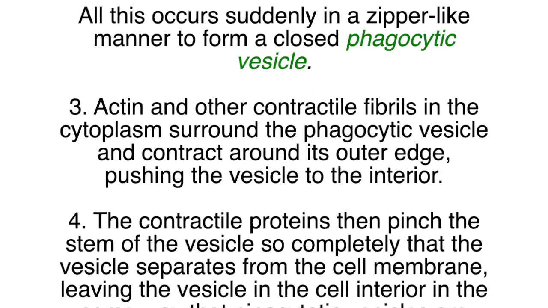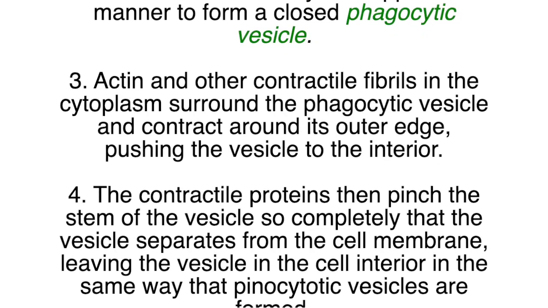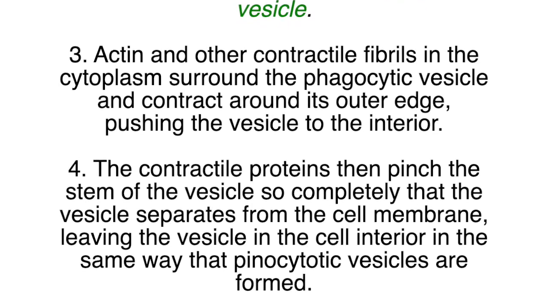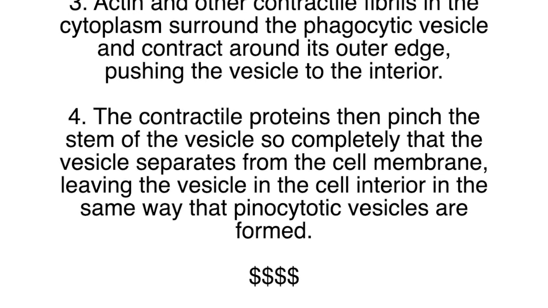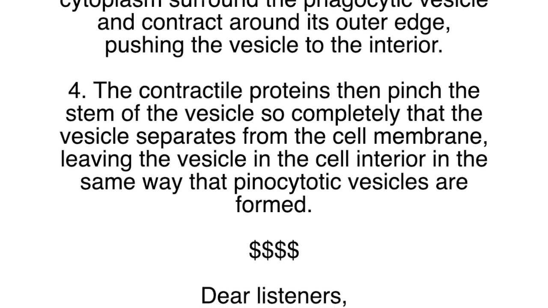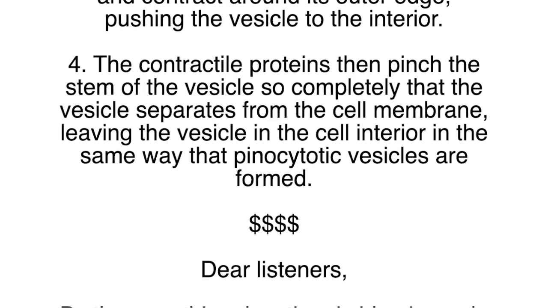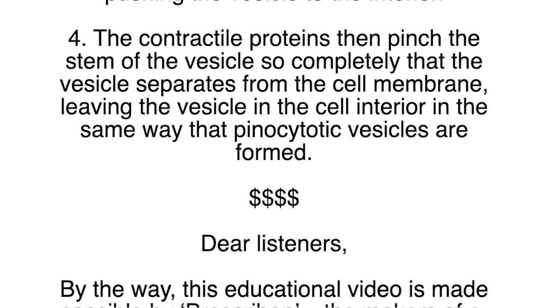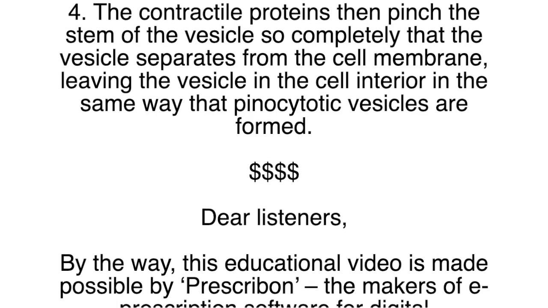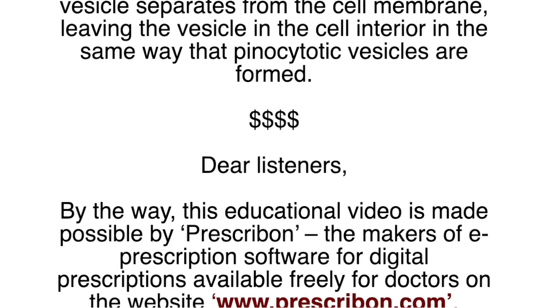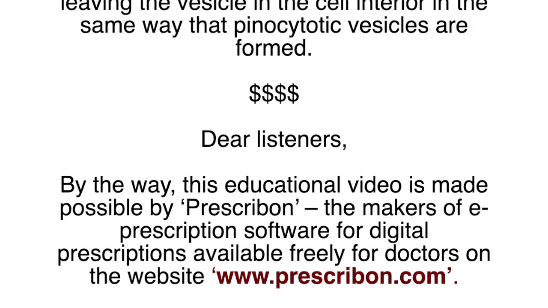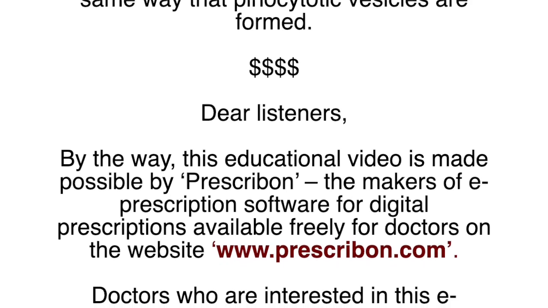Actin and other contractile fibrils in the cytoplasm surround the phagocytic vesicle and contract around its outer edge, pushing the vesicle to the interior. The contractile proteins then pinch the stem of the vesicle so completely that the vesicle separates from the cell membrane, leaving the vesicle in the cell interior in the same way that pinocytotic vesicles are formed.